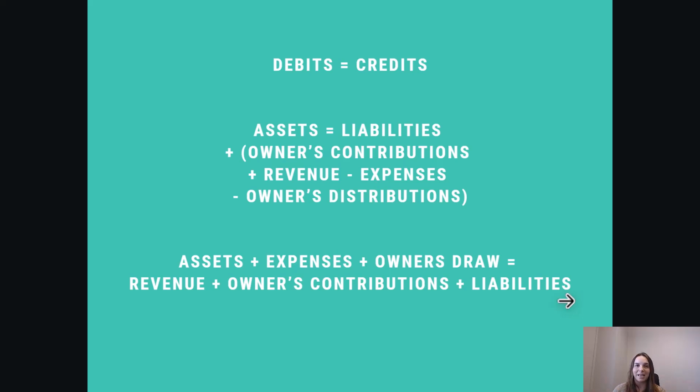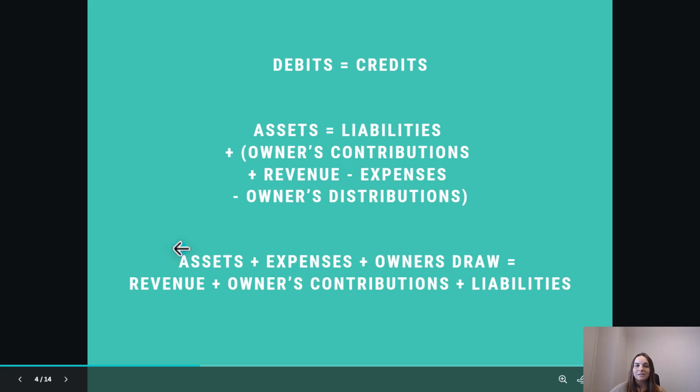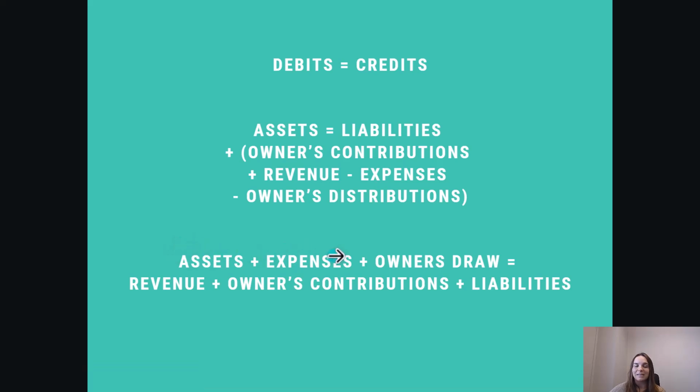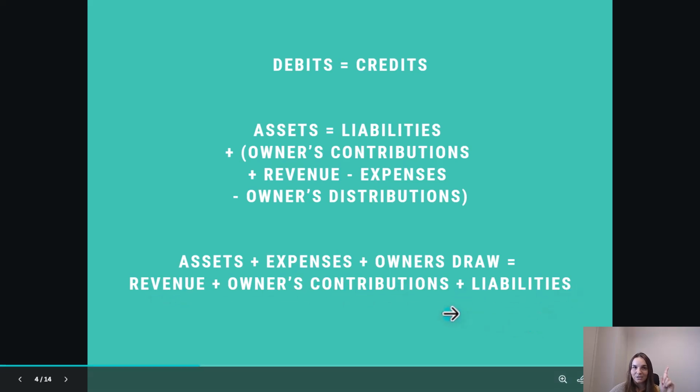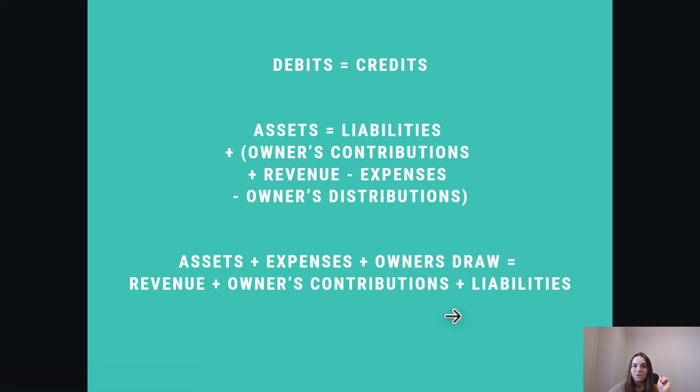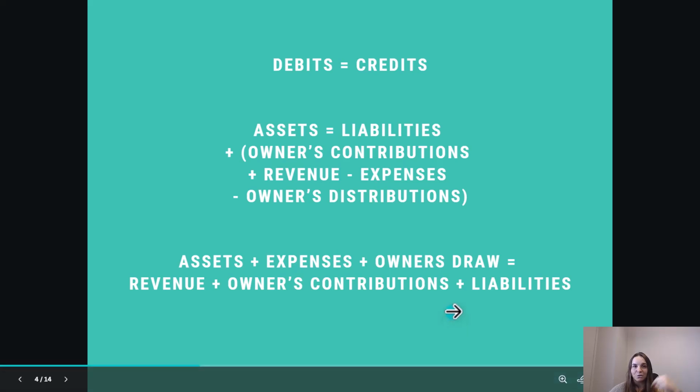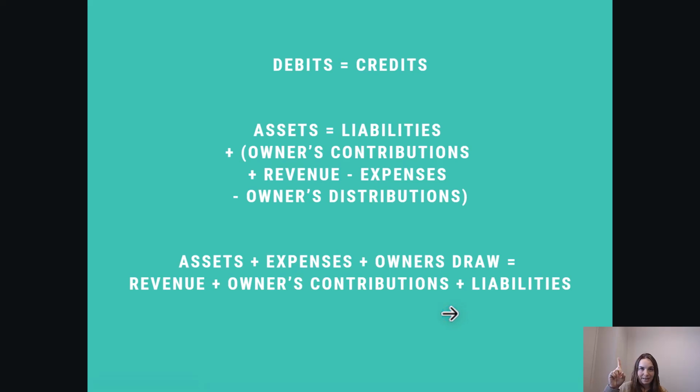Now, I expanded this accounting equation because assets plus expenses plus owner's draws all have normal debit balances. Revenue, owner's contributions, and liabilities all have normal credit balances. What that means is to increase an asset, you debit it. To decrease an asset, you credit it, okay? To increase revenue, you credit it. And to decrease revenue, you debit.